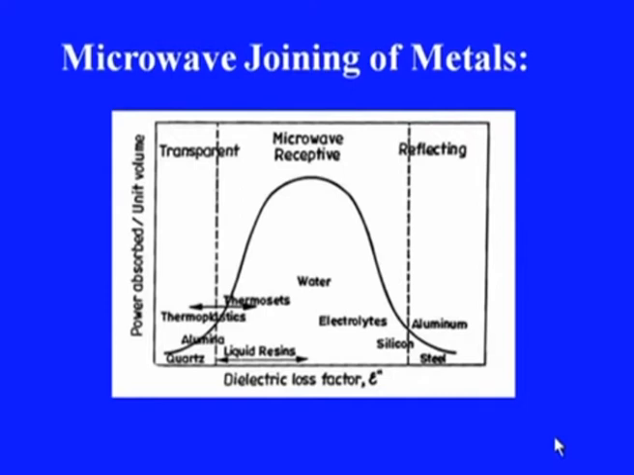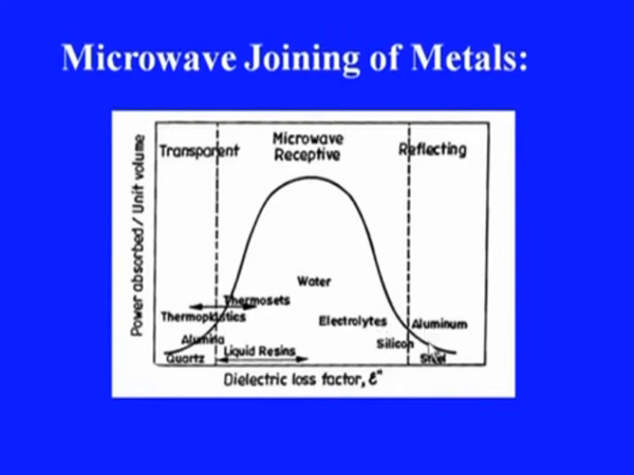As this curve shown on the screen indicates, this is the power absorbed per unit volume of the materials. This is very high for water and low for materials like alumina, thermosets, thermoplastics, etc. This alumina is nothing but a ceramic, and it is also low for materials like aluminum, copper, silicon, steel and so on.